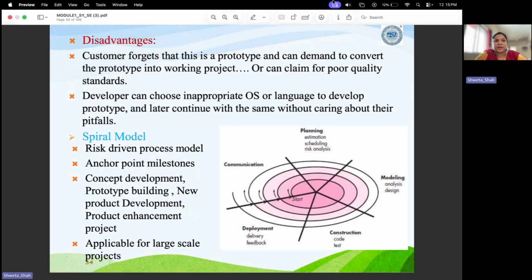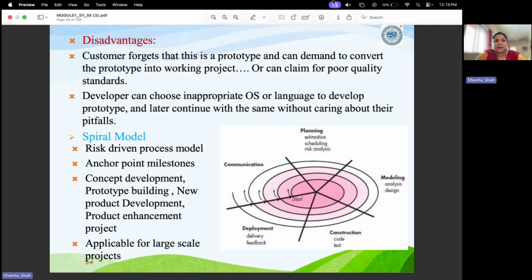The disadvantages are that the customer forgets that this is a prototype and can demand to convert the prototype into the working project, or can claim poor quality standards. A developer can choose an inappropriate OS or language to develop the prototype and later continue with the same without caring about the pitfalls.